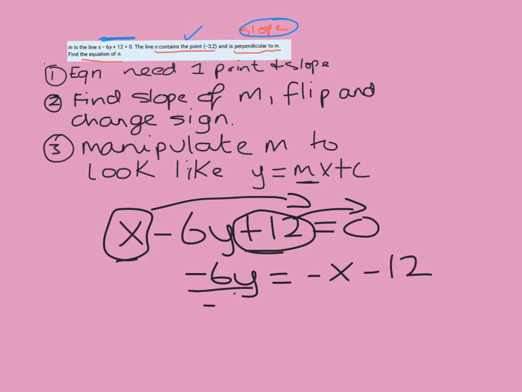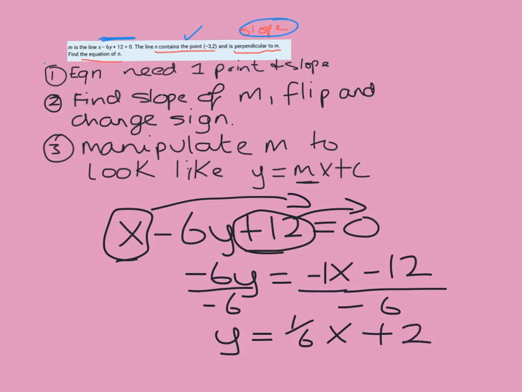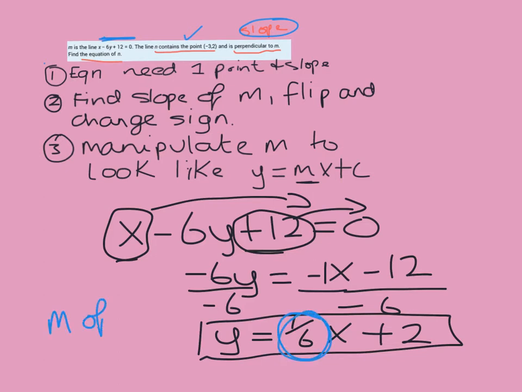Now I just want y by itself, so I'm going to divide everything by minus 6. And I'm going to get y equals, so minus 1, remember there's a 1 there, minus 1 over minus 6 gives me 1 over 6 x, and then minus 12 over minus 6 gives me plus 2. And there is my equation, just in a different format, but more importantly, there is my slope of the line M. The slope of M is equal to 1 over 6.